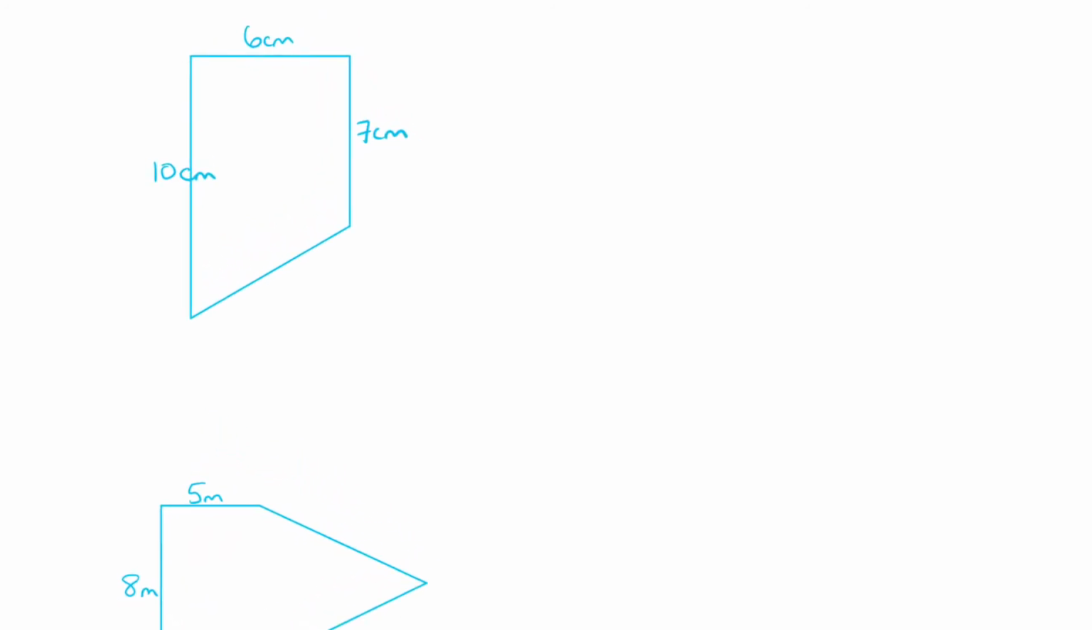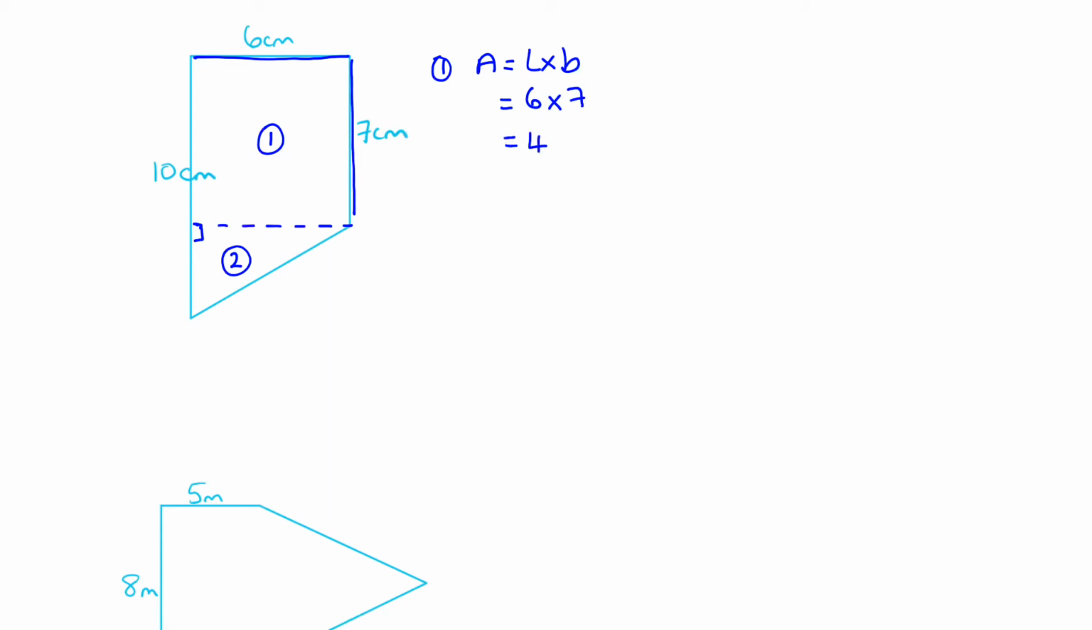Okay, so this one, we're going to chop off the triangle just like in the last example, and we're going to make sure that that line makes a right angle there. So again, we're splitting into 2 shapes. One's a rectangle, one's a triangle. So shape 1 is a rectangle, so it's L times B. So the length and breadth of our rectangle, so we need to know the length of that side and that side. So we've got 6 by 7, haven't we? 6 7s are 42.